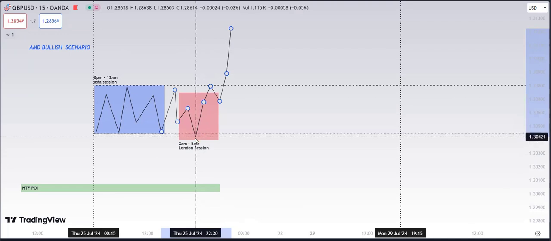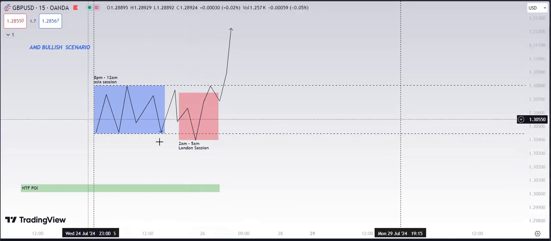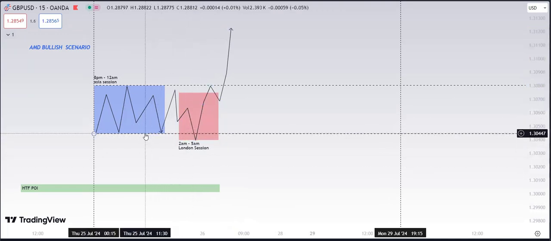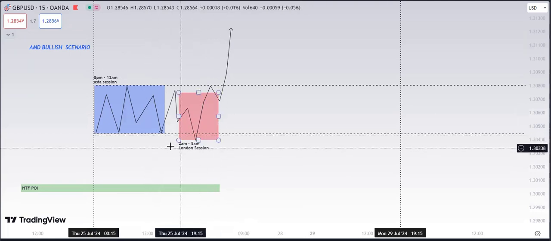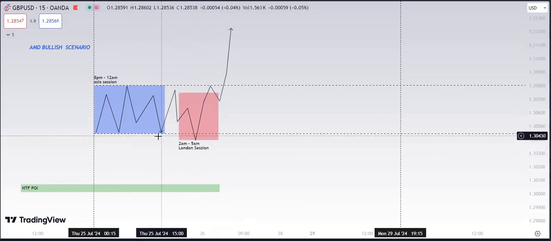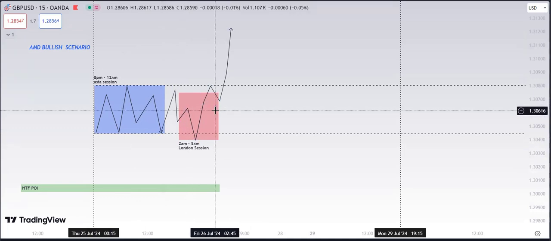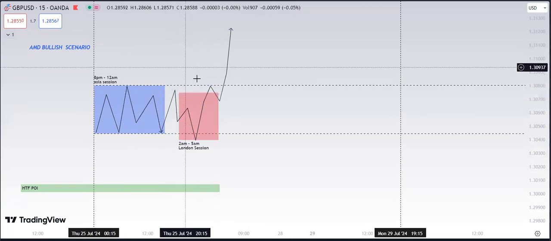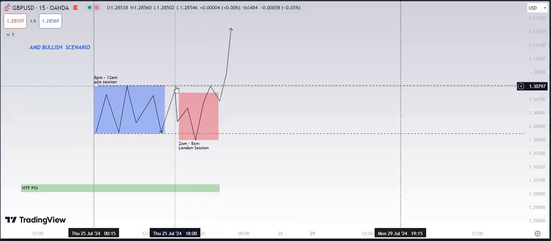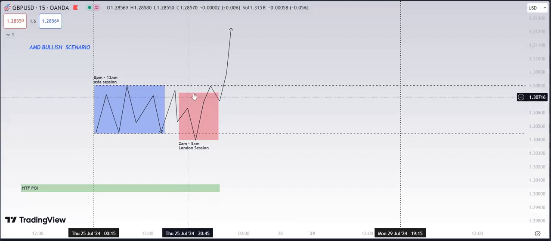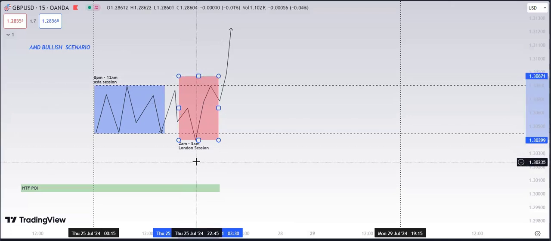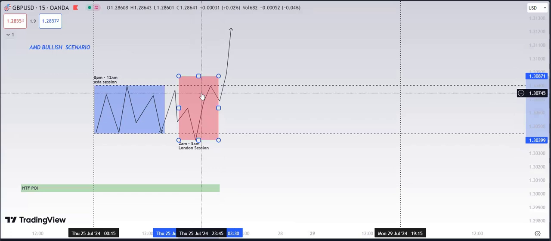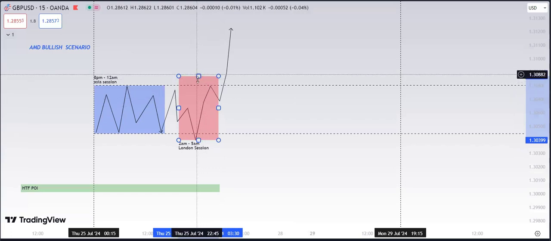London session could be as short as this, or as long as it takes. As long as it takes the sell side liquidity and breaks structure, it is still perfect. And like I said, you don't want to see London take out this high. You don't want to see an overlapping. This is an overlapping. This is a seek and destroy model. You don't want to see it.